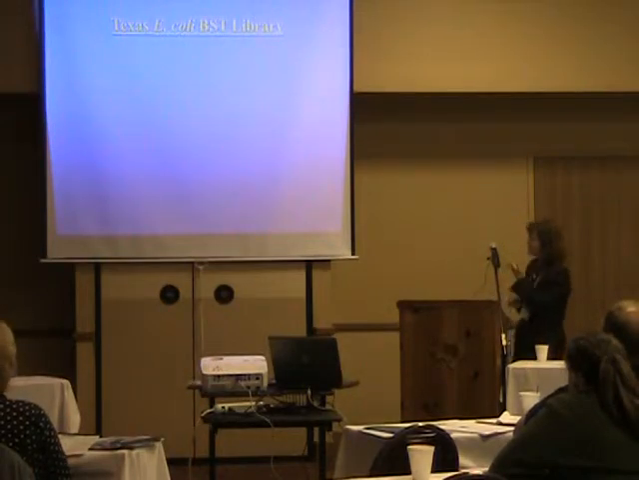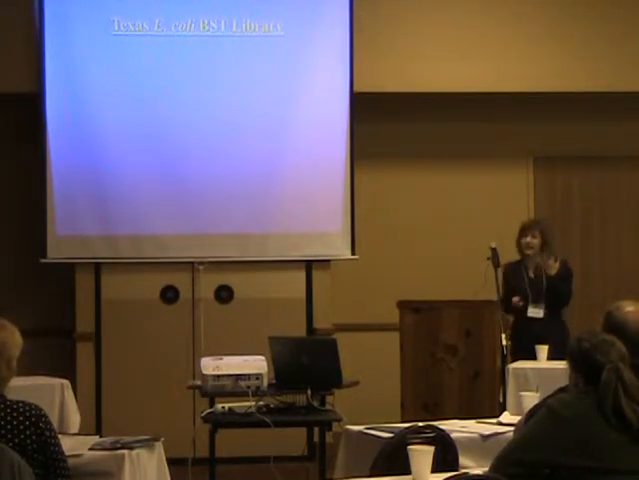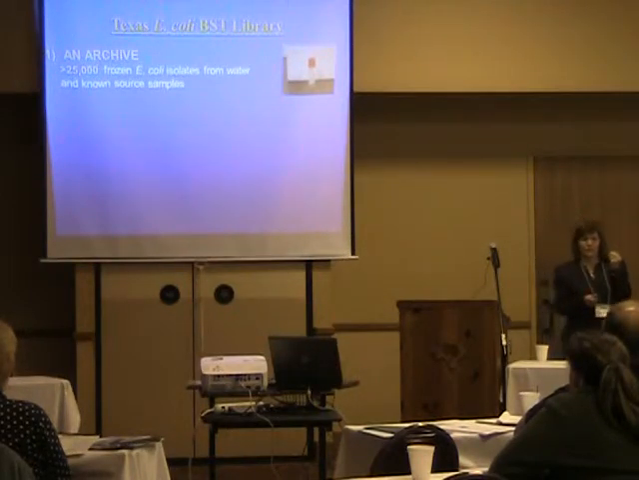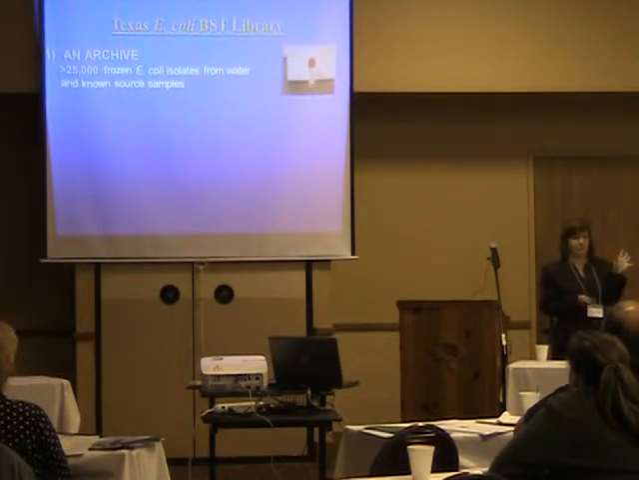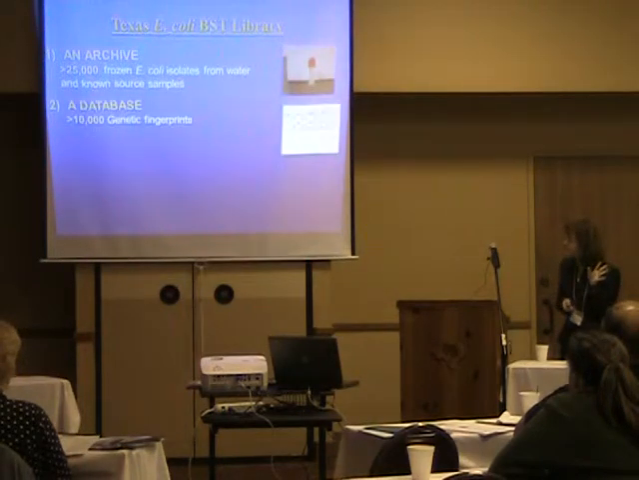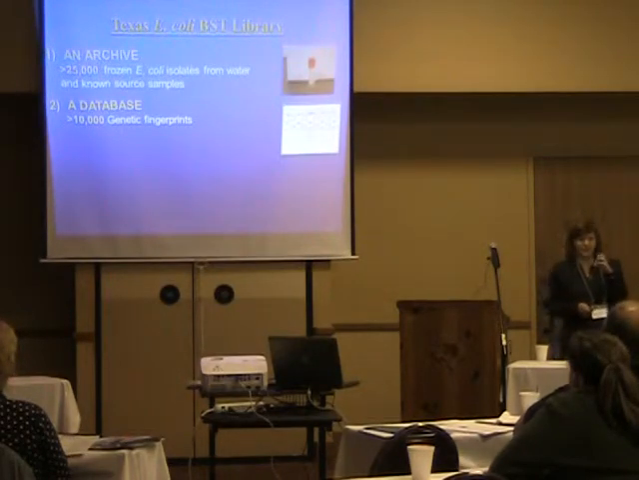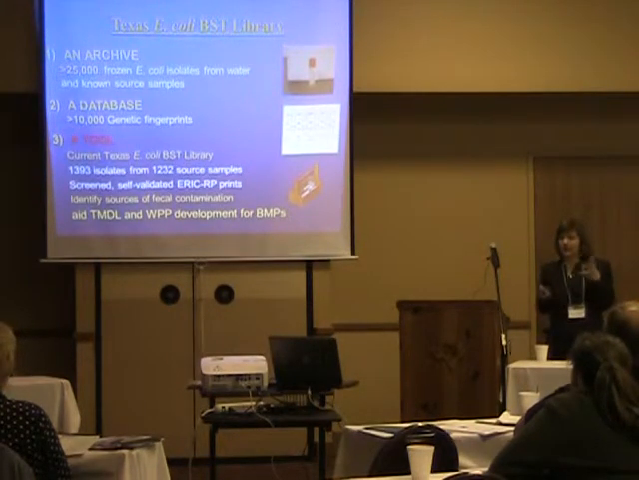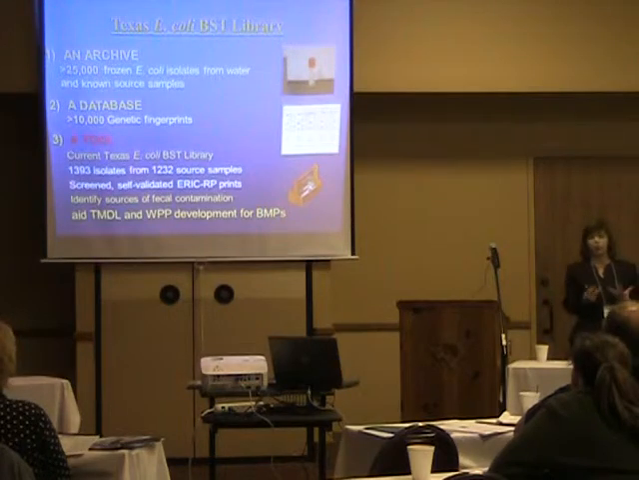So when I think about the Texas E. coli BST library, I really think of three aspects. One is that it is an archive, a living archive, literally thousands of frozen cultures of E. coli that have been isolated from water and unknown source samples from across Texas. It is a database. Those are the ones that cross my eyes. This is a database of over 10,000 genetic fingerprints. And more importantly, we have used these to devise a tool.